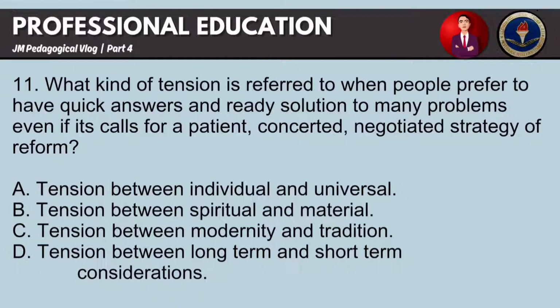What kind of tension is referred to when people prefer to have quick answers and ready solutions to many problems, even if it calls for a patient, concerted, negotiated strategy of reform? A. Tension between individual and universal. B. Tension between spiritual and material. C. Tension between modernity and tradition. D. Tension between long-term and short-term considerations. D. Tension between long-term and short-term considerations.